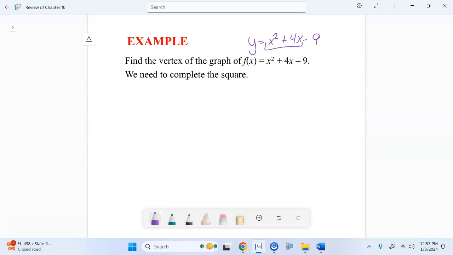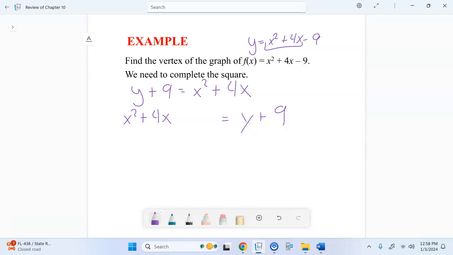So the first thing we need to do is move that -9 to the other side of the equation. How do I move that -9? We're going to add it. So we have y plus 9 equals x squared plus 4x. Okay? Now, I'm going to flip those just to make it a little bit more consistent with what we've done in the past. Okay? That's all I did. I just flipped them. All right?